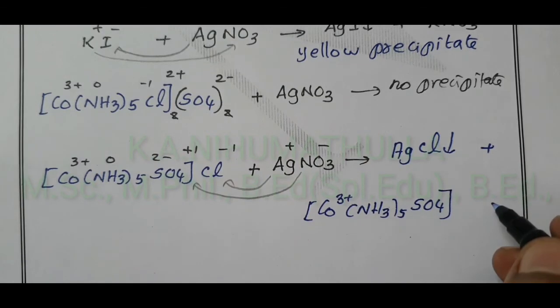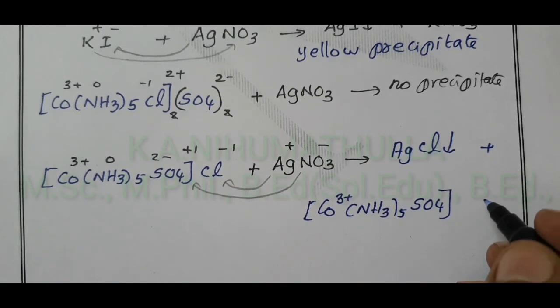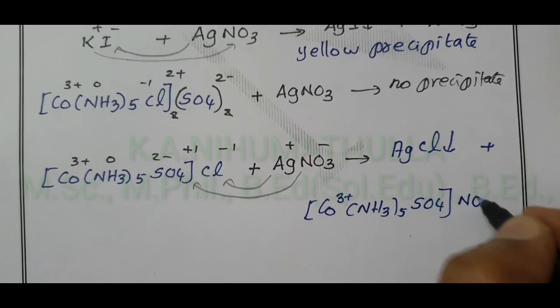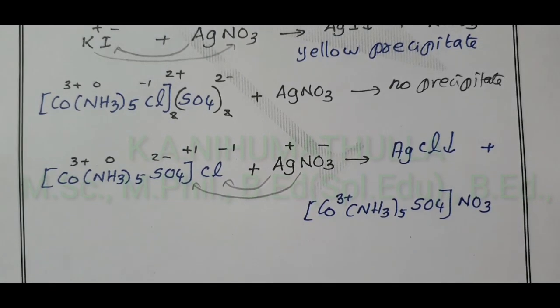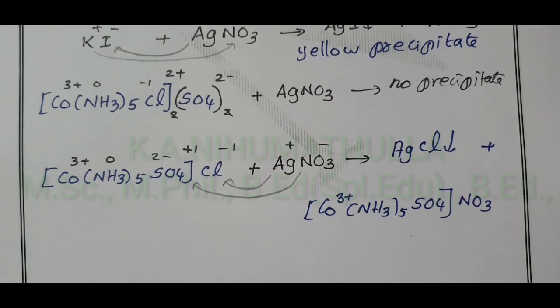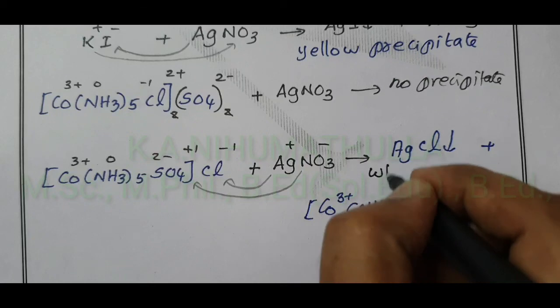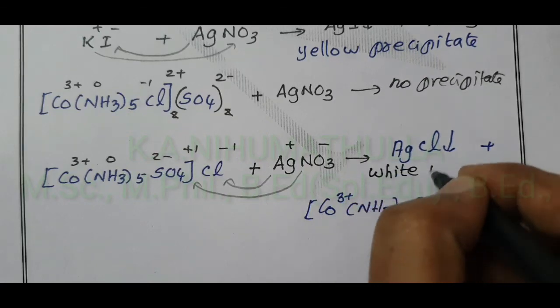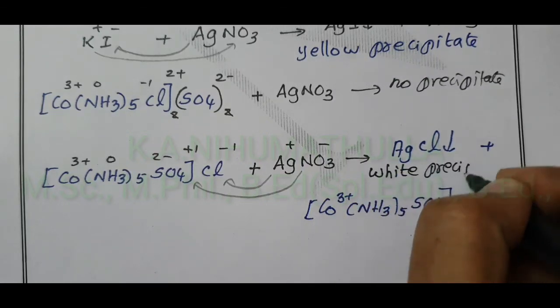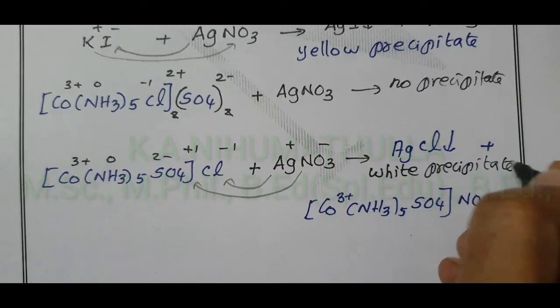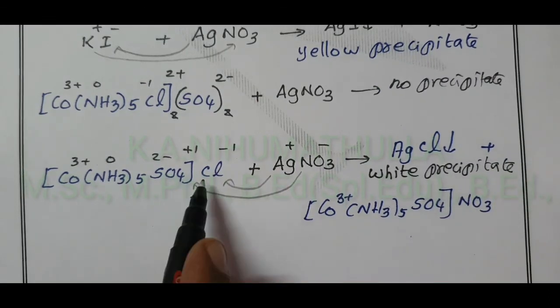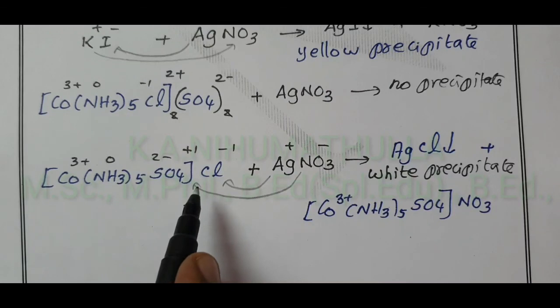Pentaamminesulfatocobalt(III) nitrate, but silver chloride is formed as a white precipitate. The formation of a white precipitate indicates that 1 chlorine atom is present outside of the complex.